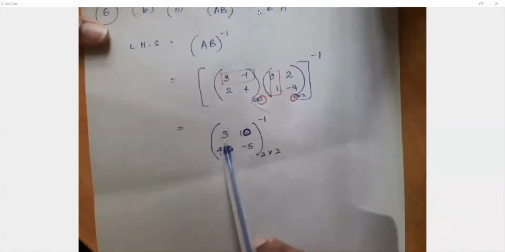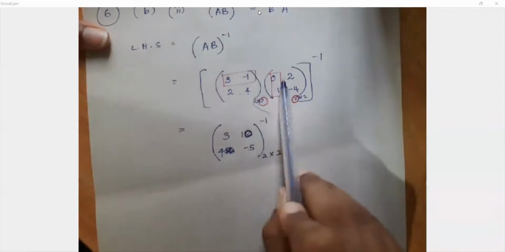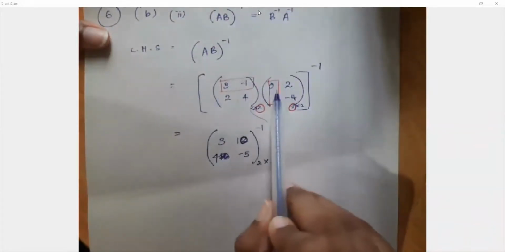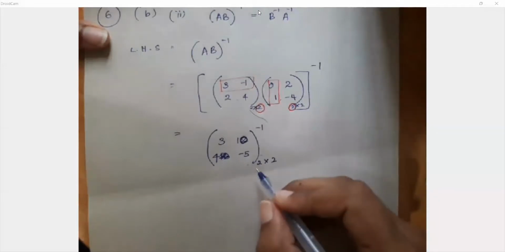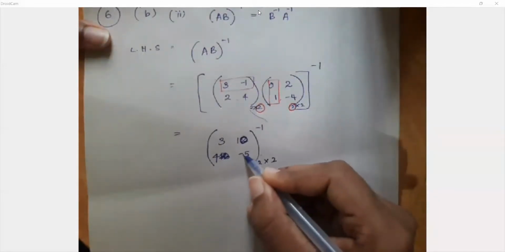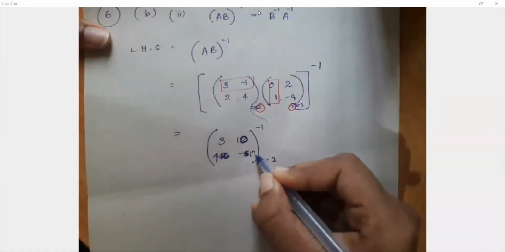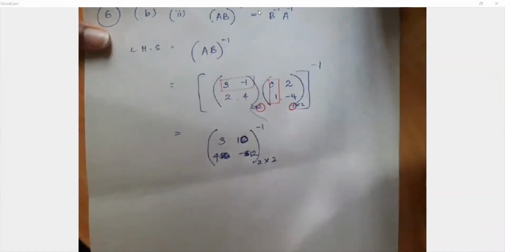See, we know 1, 1. This is 1, 1 element. 1, 1, minus 12, madam. Last one is minus 12. Okay. We shall check whether it is correct or wrong.